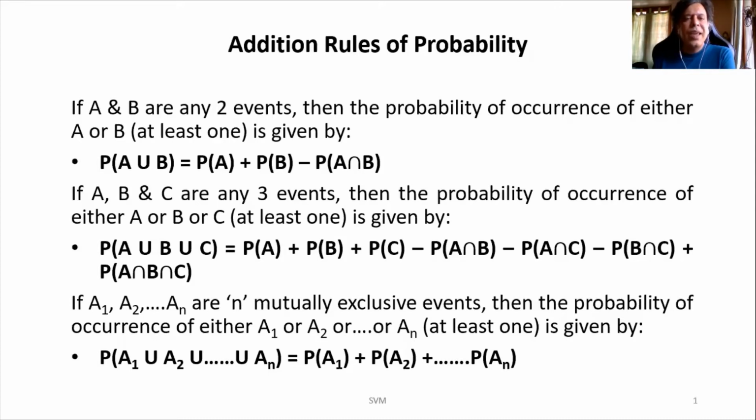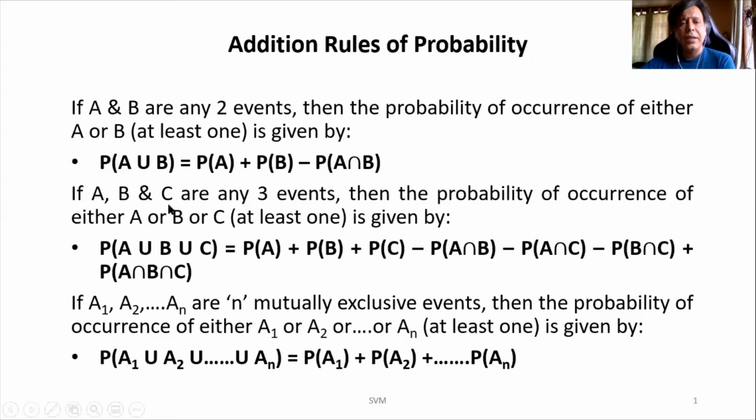If events A and B are any two events, then the probability of occurrence of either A or B, meaning at least one of these events, is given by probability of A union B is equal to probability of A plus probability of B minus probability of A intersection B. This formula is derived from our set theory formula, wherein using a Venn diagram, we conclude that n of A union B is equal to n of A plus n of B minus n of A intersection B, where n of A means the cardinal number of set A. So from that set theory basis, this probability formula is arrived at.